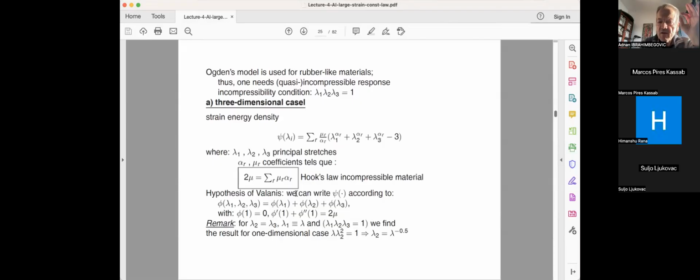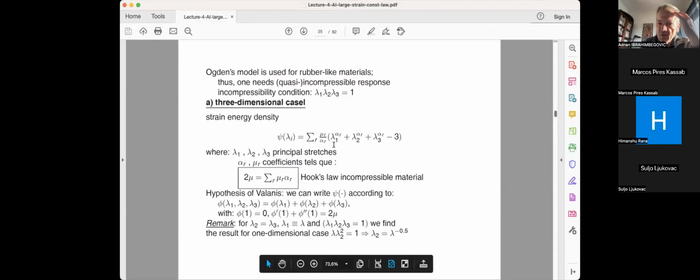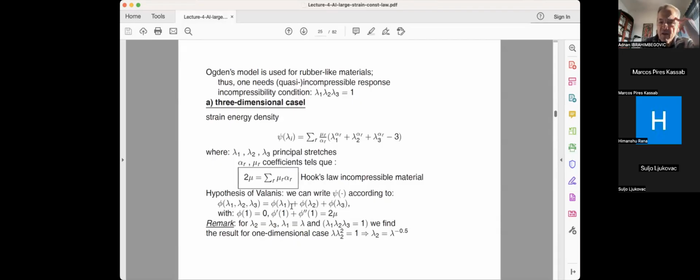And so basically with the choice of this function phi, it has to be equal to 0 when lambda is equal to 1, which will be the case: lambda minus 1 will be lambda minus 1, lambda minus 1. Then if you take the first and second derivative, they have to amount to these 2 mu's.